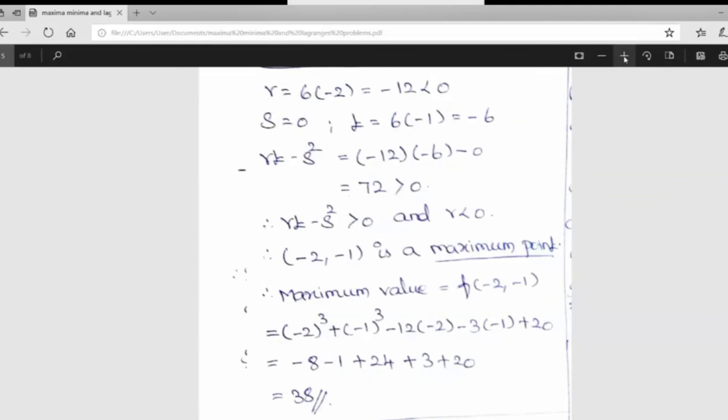So almost two values we are having, one at 2 comma 1 and another at minus 2 comma minus 1. So two values we are attaining. One is the minimum value and another one is the maximum value for your given function.